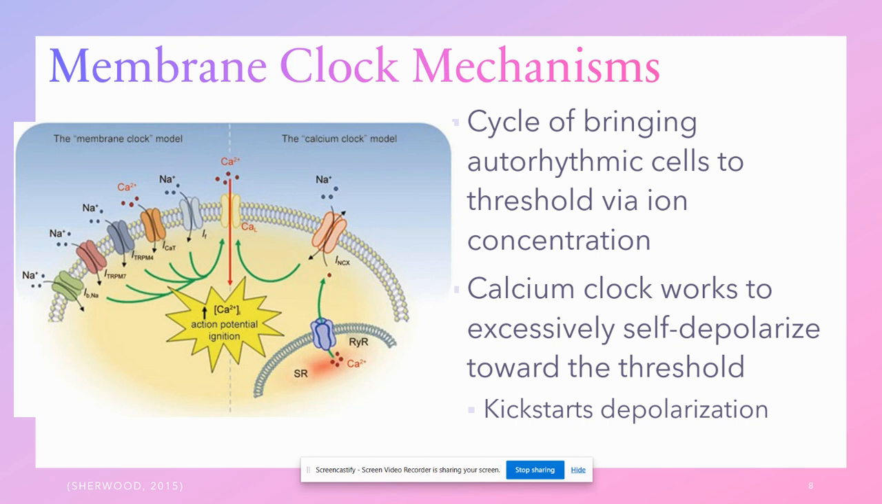The calcium clock mechanism, however, acts with the membrane clock to excessively self depolarize the membrane. Down here, we're going to get that self depolarization. Once the threshold is reached, the depolarization phase of the action potential is going to occur in response to a long lasting voltage gated calcium channel.